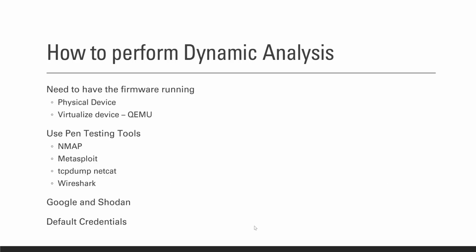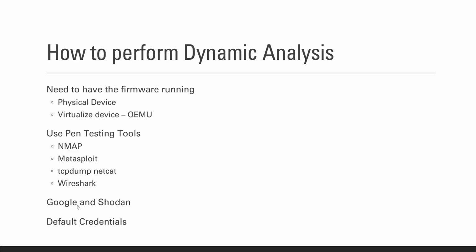Dynamic analysis, on the other hand, we need to have the firmware running, so we need that physical device, or we can virtualize the device using something like QEMU. And that's what we will use in our lab, is this virtualization tool. It's actually a pretty cool tool that will allow you to virtualize almost any IoT device out there. Once you have the device virtualized, or you have the physical device up and running, you can use some pen testing tools like Nmap, Metasploit, tcpdump, Netcat, or Wireshark to analyze the traffic.